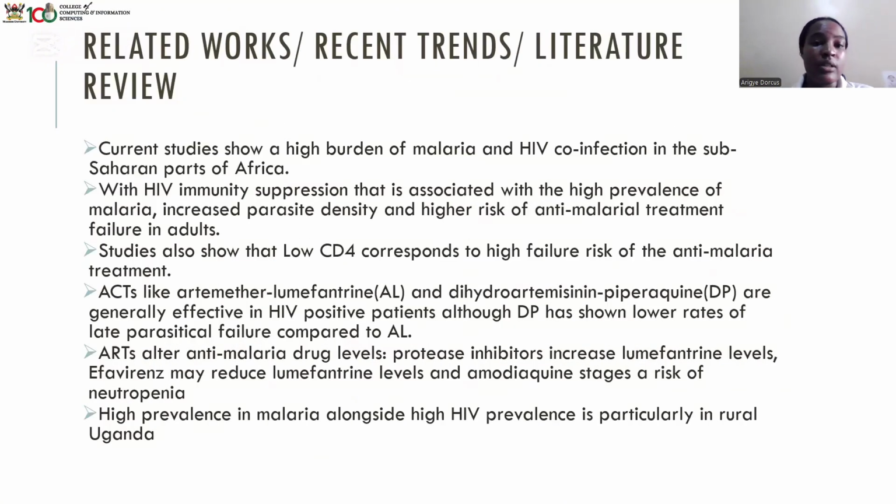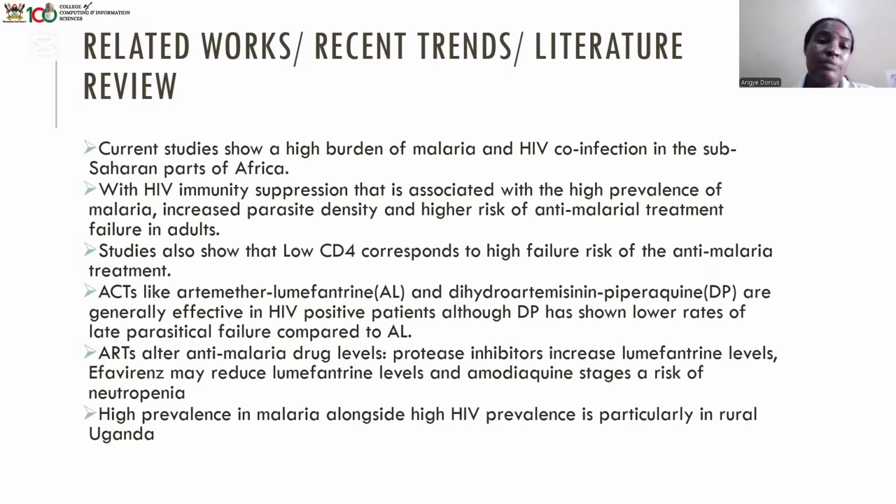Previous studies confirm that HIV significantly worsens malaria outcomes. In particular, reduced cluster of differentiation 4 counts, which indicate weakened immunity, are strongly associated with increased antimalarial treatment failure. The two most commonly used artemisinin-based combination therapy drugs are artemether-lumefantrine and dihydroartemisinin-piperaquine. Research shows that dihydroartemisinin-piperaquine generally demonstrates lower rates of late treatment failure.